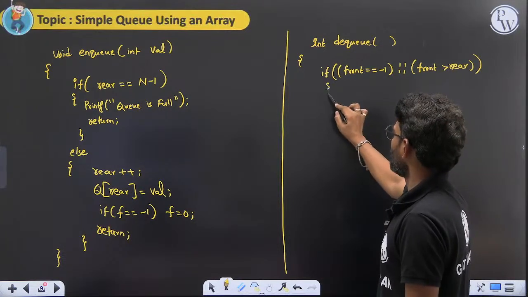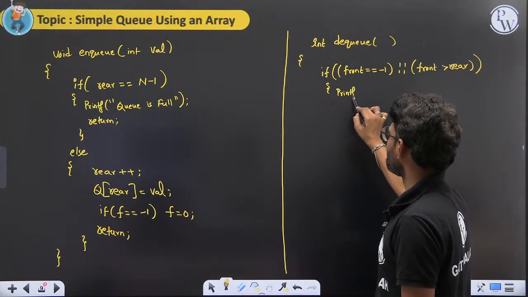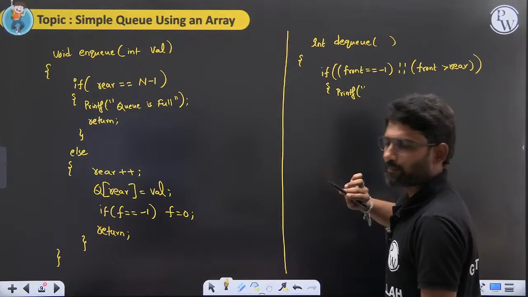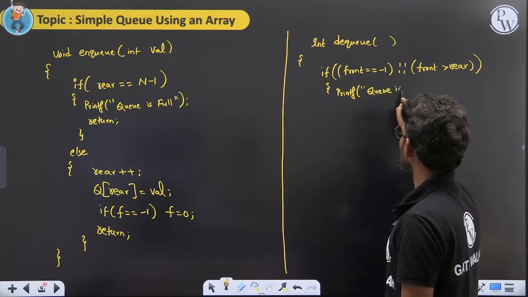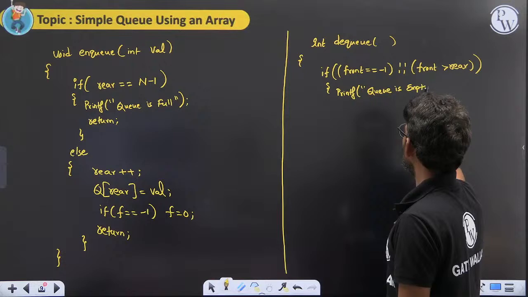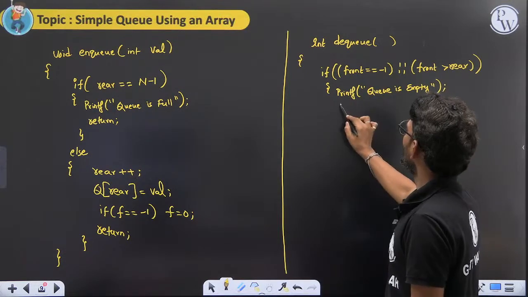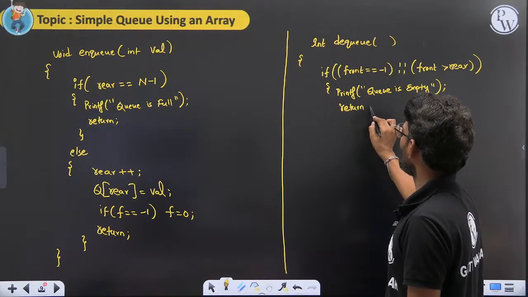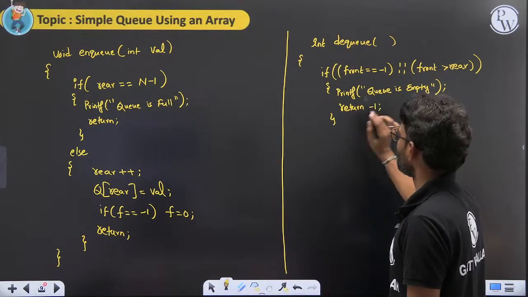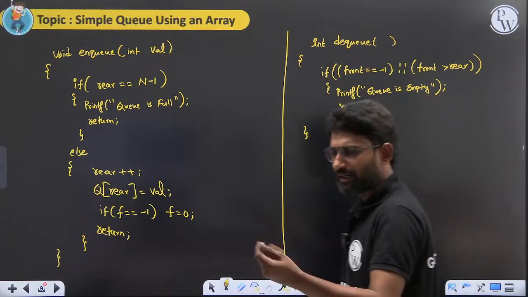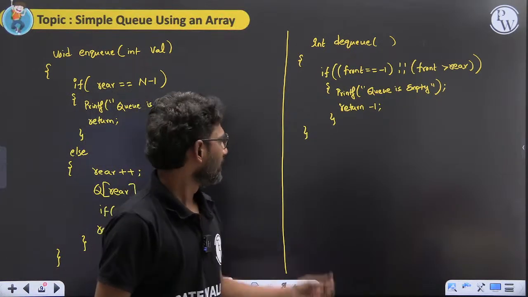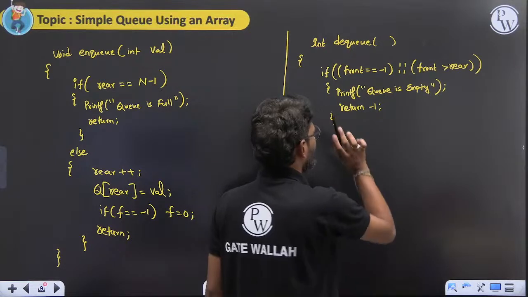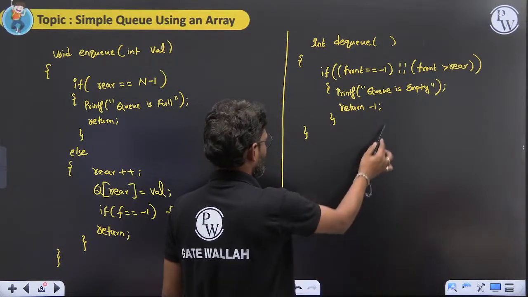So then you print what? Queue is empty, and you can say return -1 or return 0, something like that, or simply return also works.